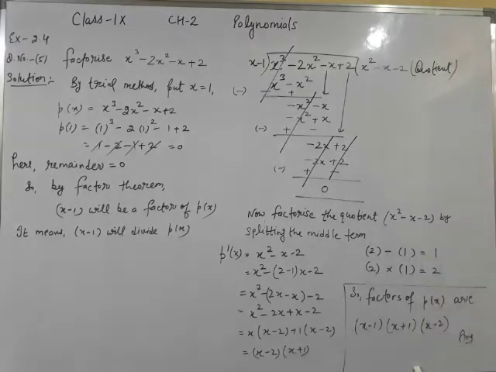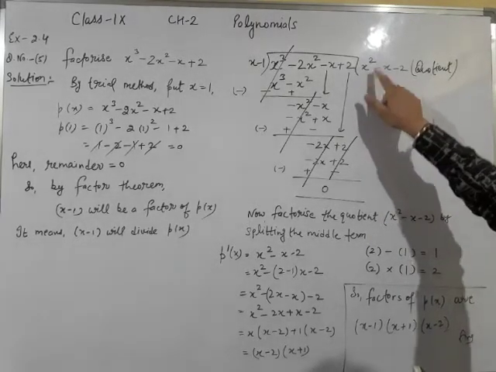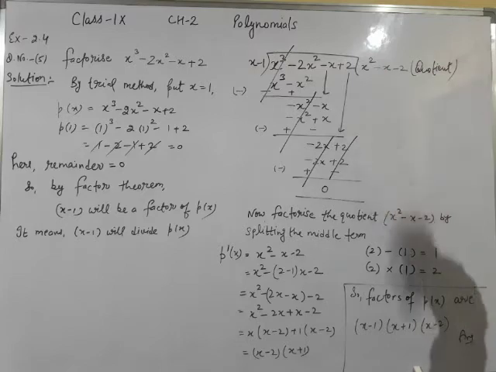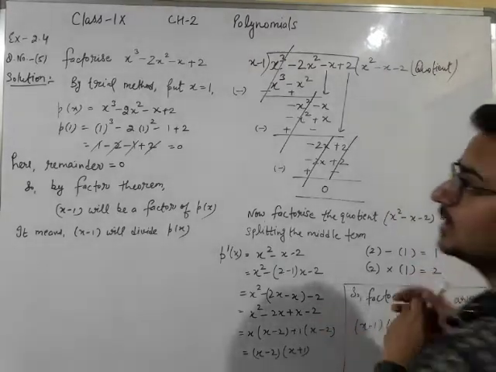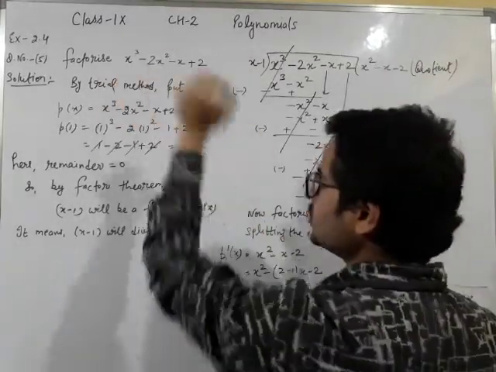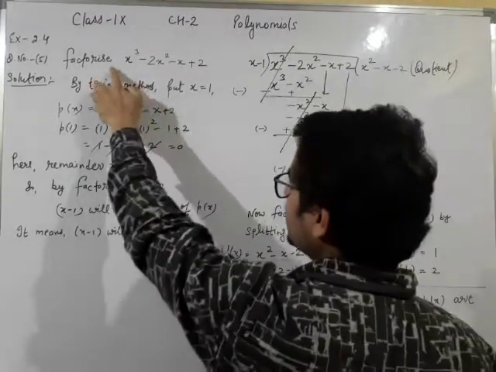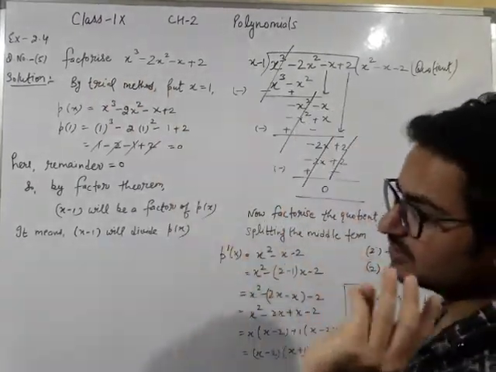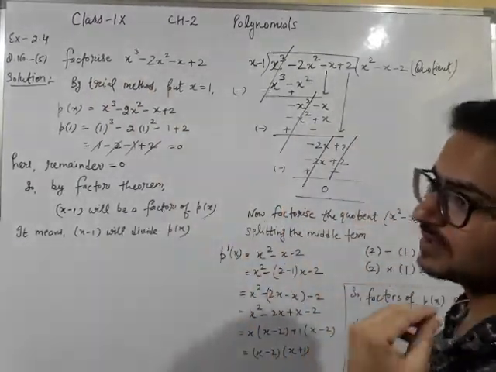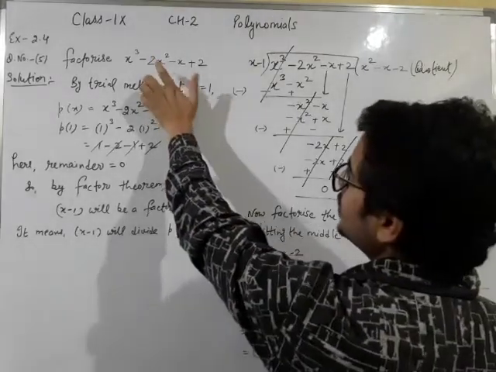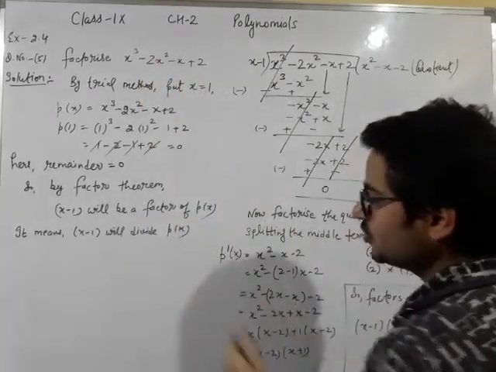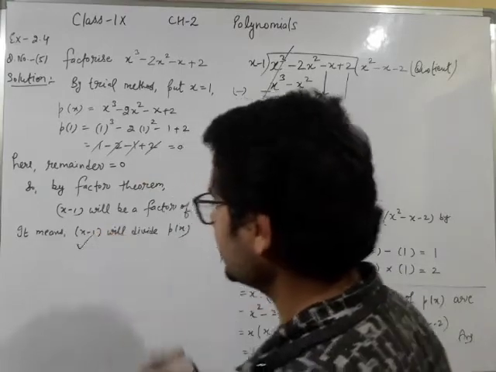Now, what will we do next? This is the quadratic polynomial. Listen, students, we have to factorize a cubic polynomial. When we factorize a cubic polynomial, we will have three factors, or we can say we will have three solutions of this cubic polynomial. One solution we have is x minus 1.